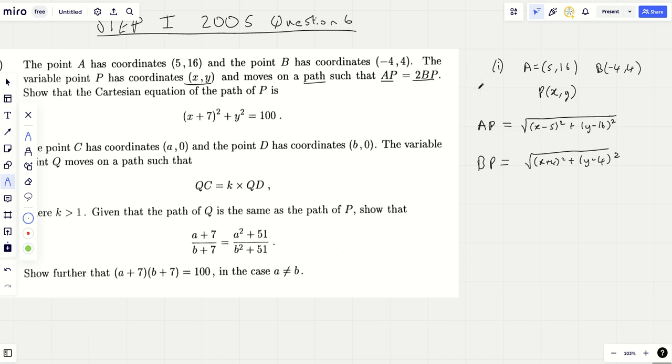And as AP equals 2BP, I'm just going to go with that and say, well, okay, this one is double this one. I need to double this one to get to this one. And so, okay, what are we going to have there? We're going to have the square root of (x minus 5) squared plus (y minus 16) squared equals 2 times the square root of (x plus 4) squared plus (y minus 4) squared.